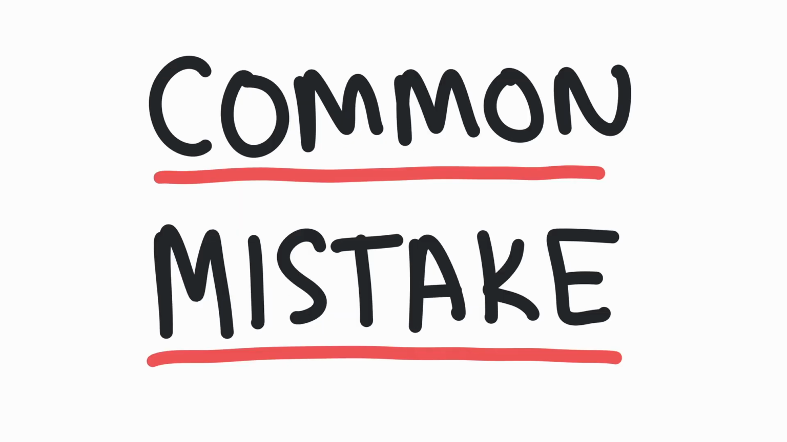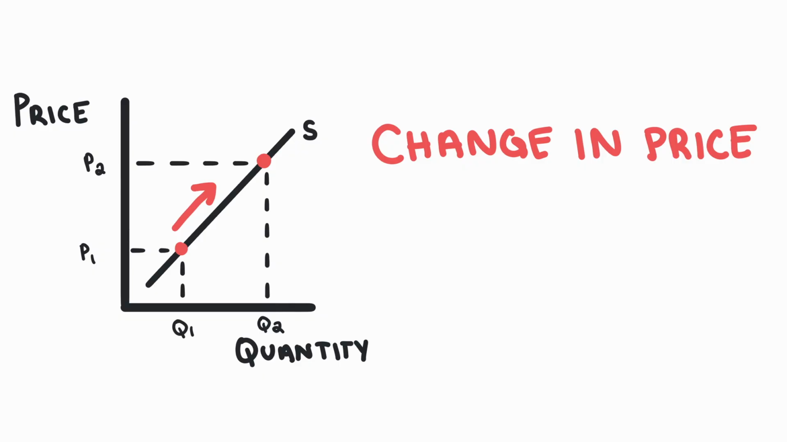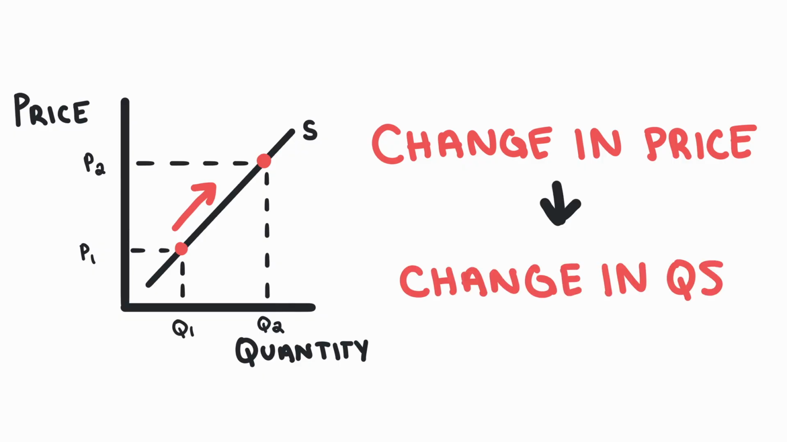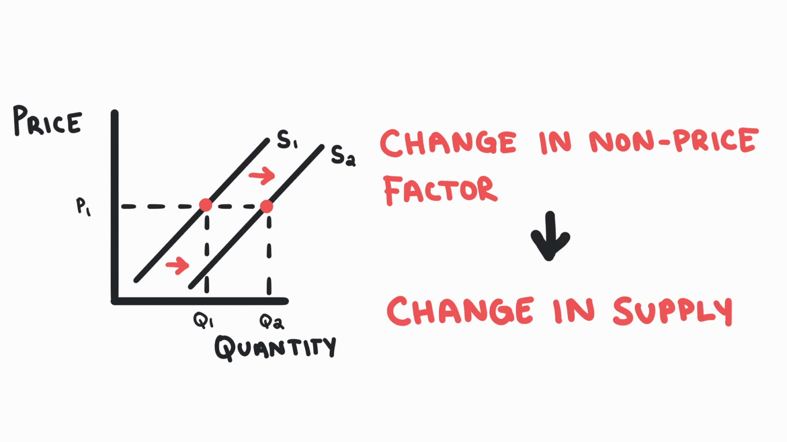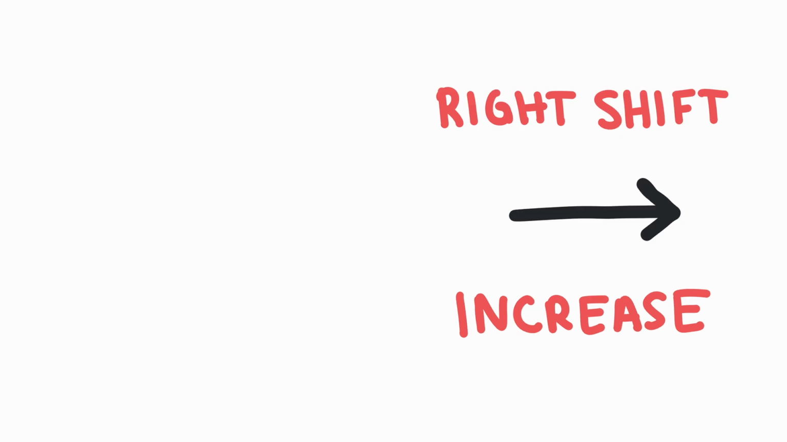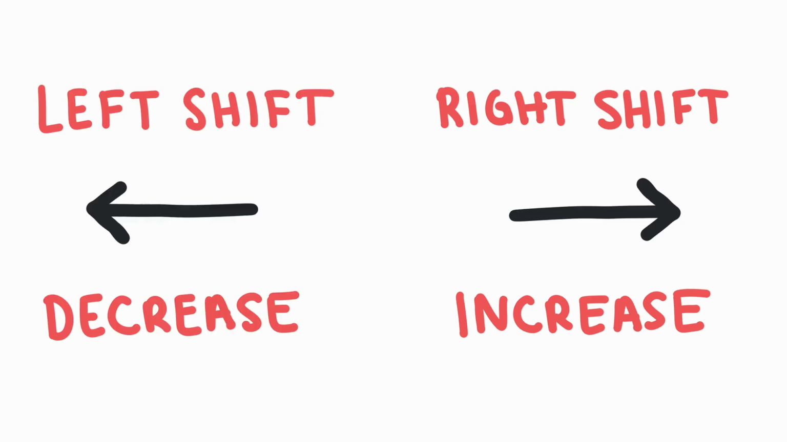Just like with demand, the next part of the lesson is important. A change in the product's price causes a change in quantity supplied. This is shown as a movement along the existing supply curve. But when there's a non-price factor that changes a producer's ability or willingness to sell, it causes a change in supply, and the entire curve shifts. A rightward shift shows an increase in supply, and a leftward shift shows a decrease.